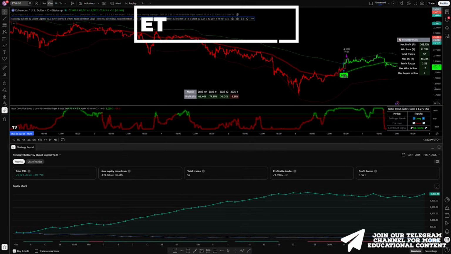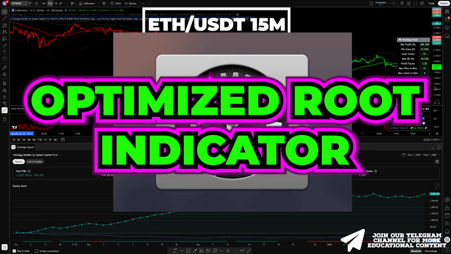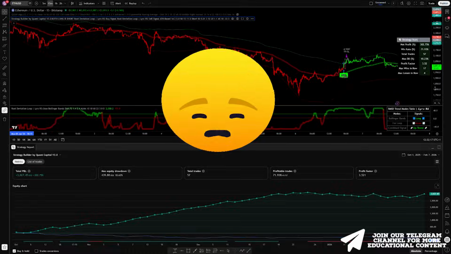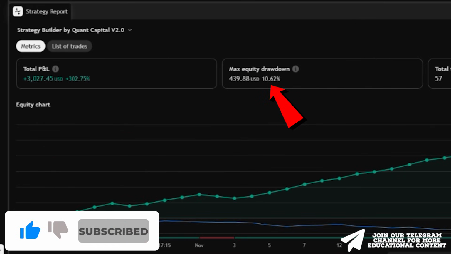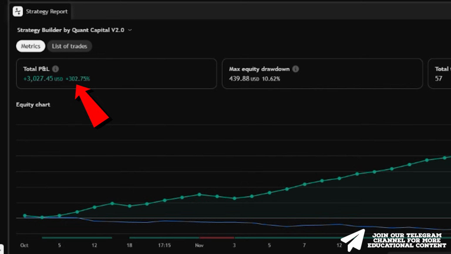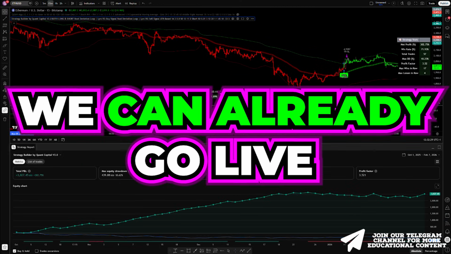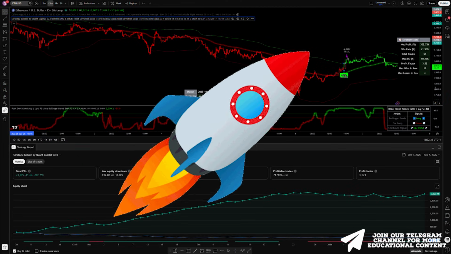Here are the preliminary Ethereum results on the 15-minute time frame using the optimized root indicator without the confirmation applied, and the results are mind-blowing. We're looking at a win rate of nearly 72%, a minimal max drawdown of 10%, and an amazing net profit of 302% from only 57 trades. That said, we can already go live, but let's apply a trading filter to improve them even more.